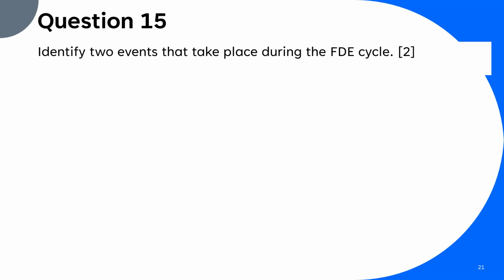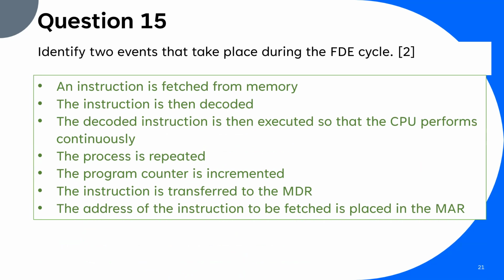Identify 2 events that take place during the fetch, decode, execute cycle. Okay, so we're saying 2 things that happen during the FDE cycle. If we go back to the first slide, there's a whole diagram there, if you rewind the video to the beginning, with all the things that happen at each stage of the fetch, decode, execute cycle, okay? And these are all the things that you can use or that happen. So we've got an instruction is fetched from memory. Yes, it is. That's the first thing that happens, remember.